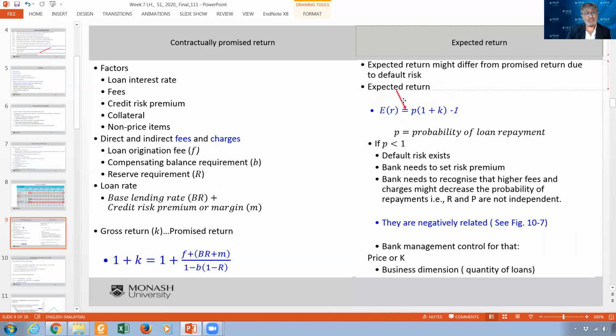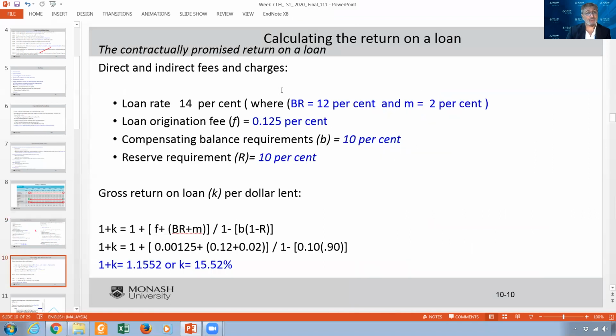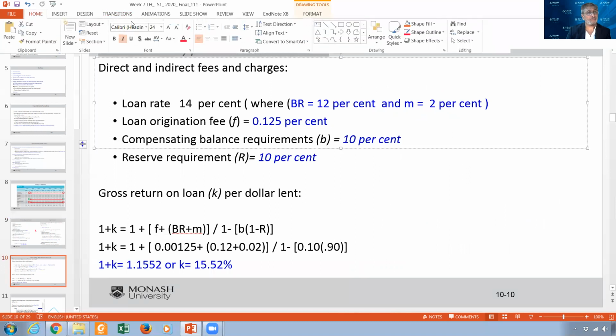So this is actually the expected return. The expected return is P, the probability of payment, times 1 plus K minus 1, which is, if this is 95% and this is 14%, you can calculate it and see. Let me give you examples. For example, if I'm going to calculate the contractual, this is what I want you to know.